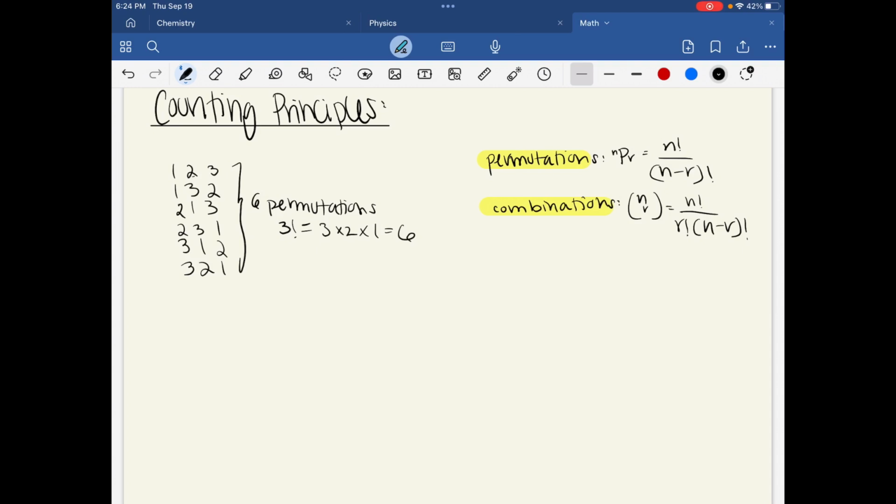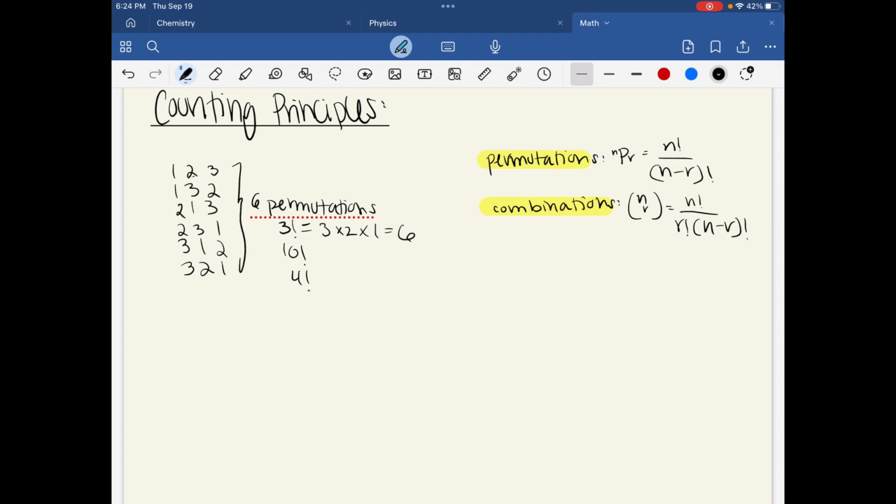Same thing would happen if you're trying to find how many different ways 10 objects can be arranged. That would be 10 factorial. Or 4 objects, that would be 4 factorial. So 10 factorial, 10 times 9 times 8 times 7 times 6 times 5 times 4 times 3 times 2 times 1. Okay, that was unnecessary. Anywho, same thing with 4: 4 times 3 times 2 times 1.